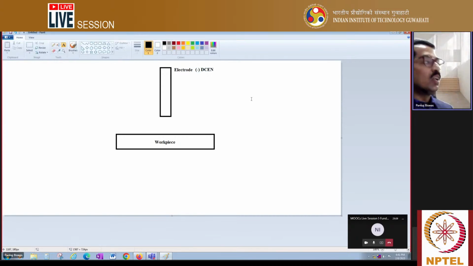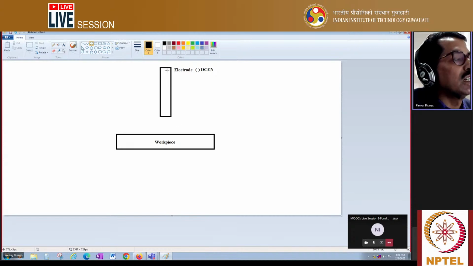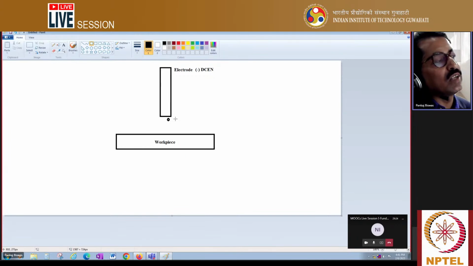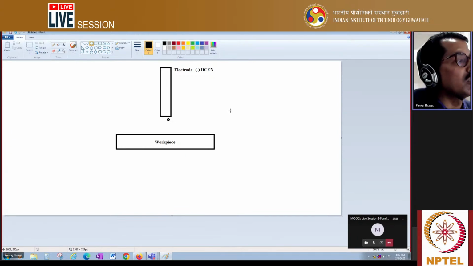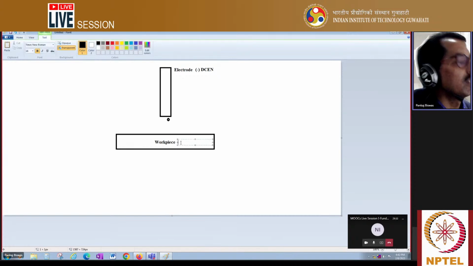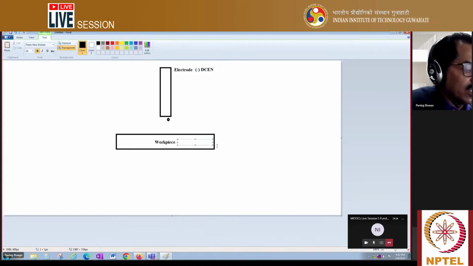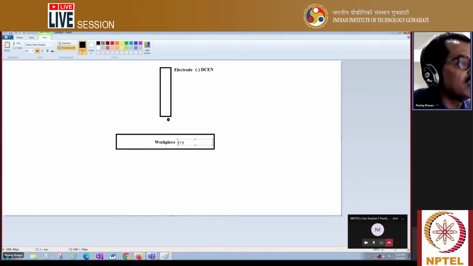Now you see, once the electrode is connected with negative polarity, then whatever electrons are generated here have negative polarity, correct? So if the electron has negative polarity, then in DCEN the electrode is negative and the workpiece is positive. This you should keep in mind. The workpiece is generally positive polarity. You should keep this thing in mind.